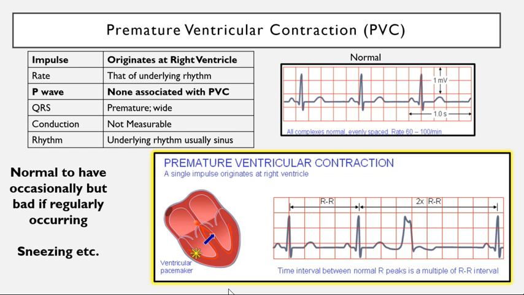Sneezing, etc. Right. So yeah, it's normal to have occasionally, but bad if they regularly occur. And so what you're really looking for here is a weird blip, and it's like it's trying to be a QRS complex. It's that steep one. What we're referring to specifically is this box right here. This is your PVC, right? And so yeah, right here.